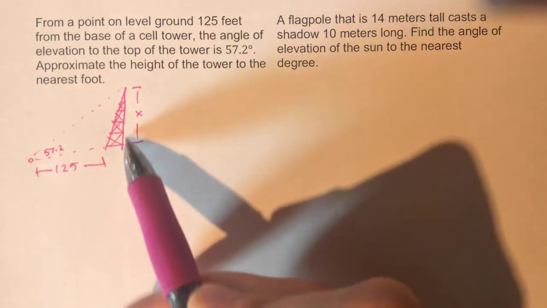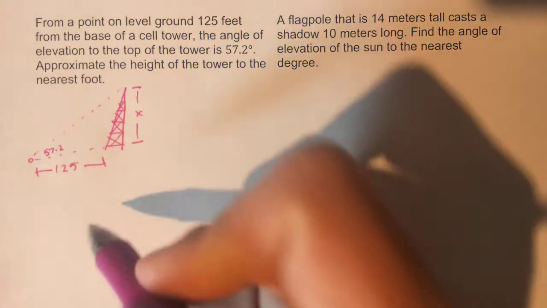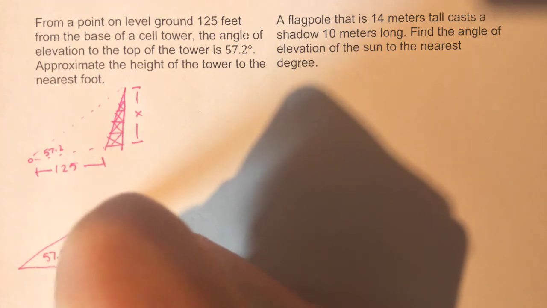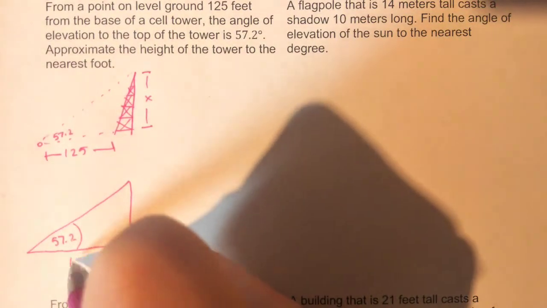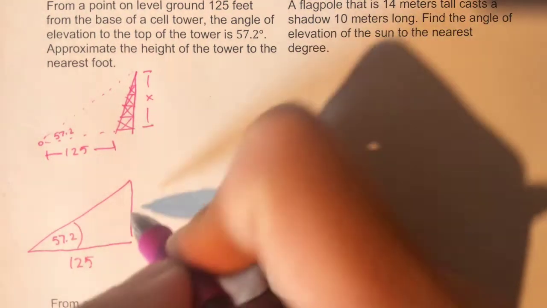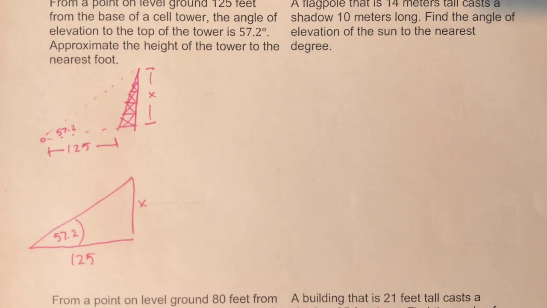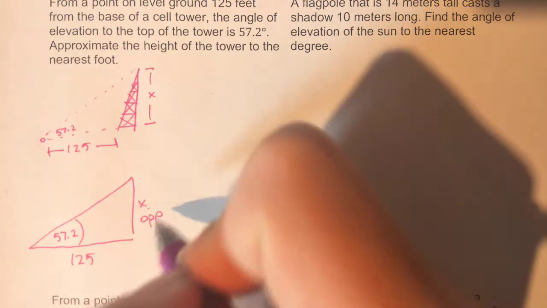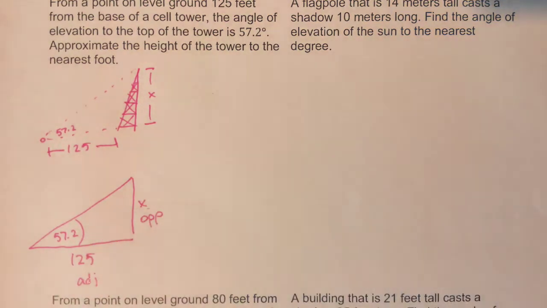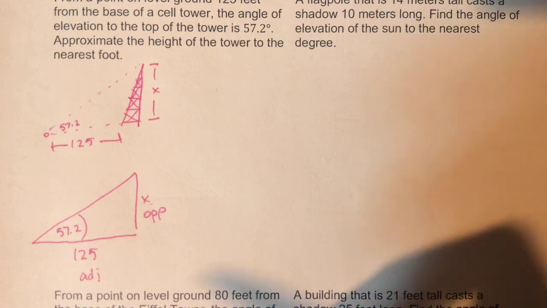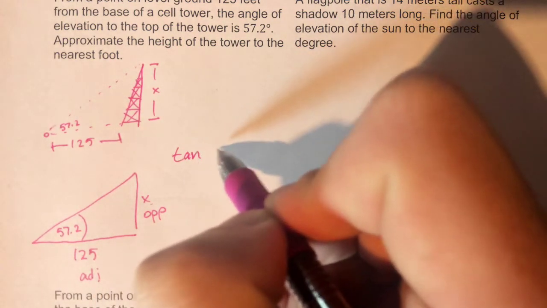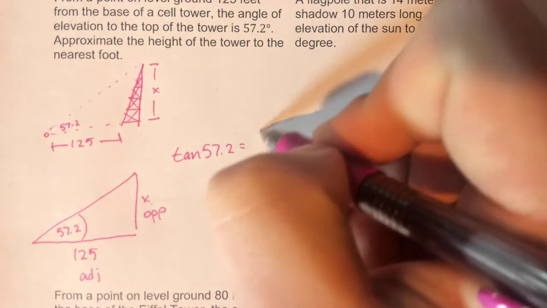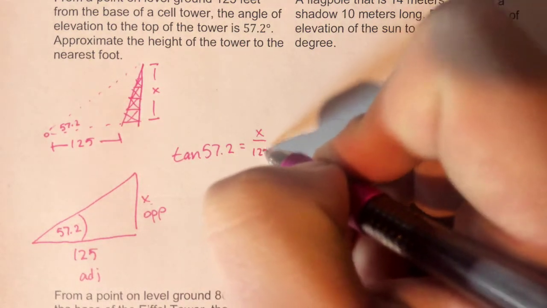So you see what we've drawn there? It's a right triangle, isn't it? So let's look at that right triangle. It's got an angle of 57.2. We know we're 125 feet from that cell phone tower. We want to know how tall is that tower. So according to that angle, is x opposite, adjacent, or hypotenuse? It's opposite. And 125 is adjacent. Which trig function uses those two things? Tangent. The tangent of our angle, 57.2, tangent is opposite over adjacent, x over 125.